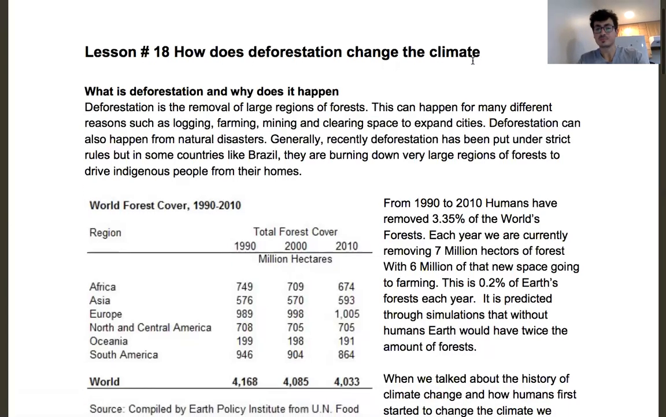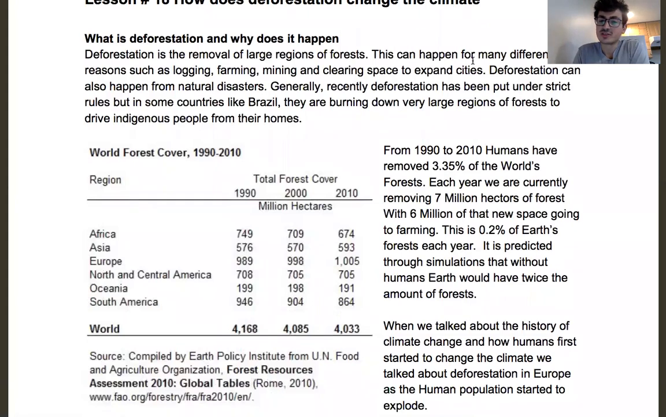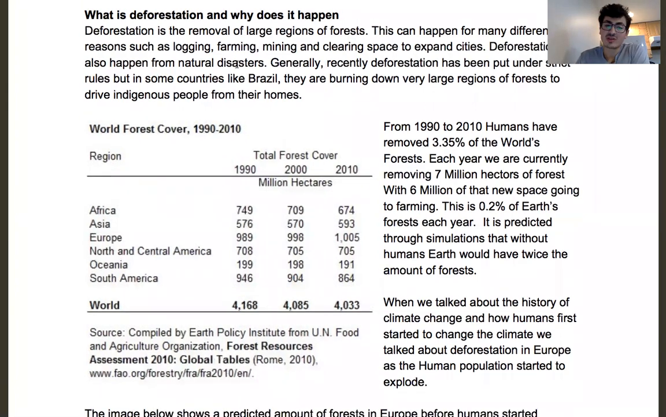So looking at how humans have reduced the amount of forest on Earth. If we look at the table on the left here, we can see the total number of hectares. Hectares is a unit of area. Each number here is 1 million hectares.